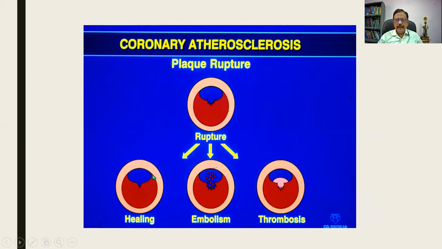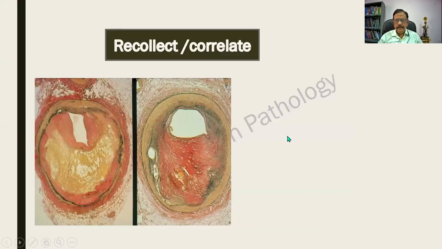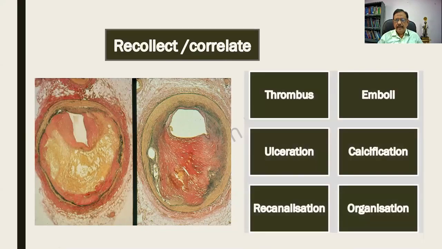What can be the complications? There can be a rupture over here. It can undergo healing. There can be embolism as is denoted in this diagram. There can be a superimposed thrombosis. Try to recollect this one. Again, a picture of an atheromatous plaque. So this is a plaque, lipid crystals, etc. are there. But that is not the purpose of me showing this picture. What happens? Let us recollect. These are all the various things that we should remember.